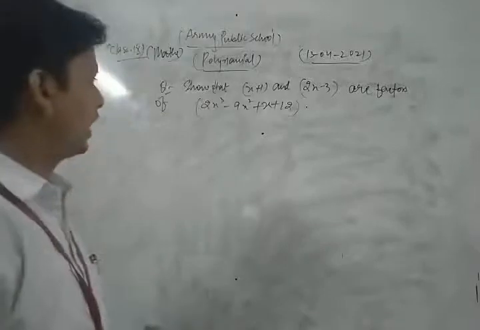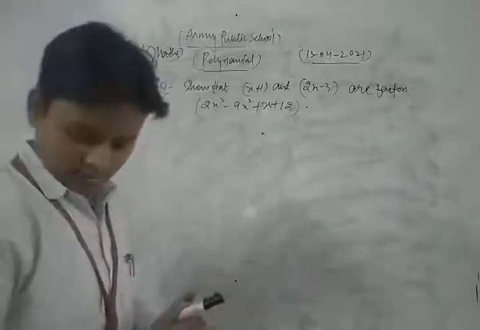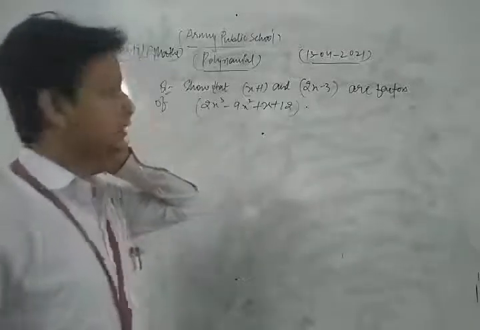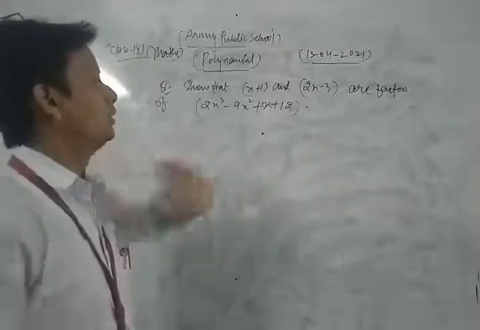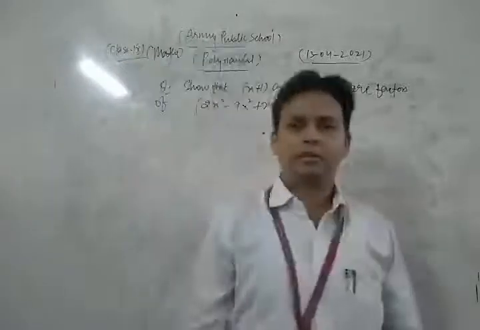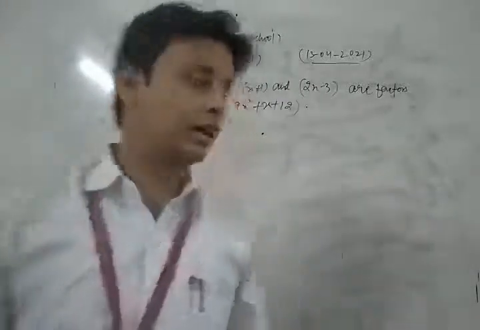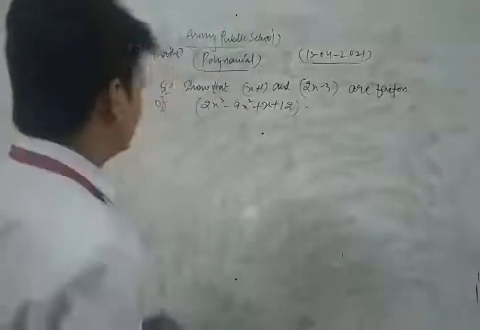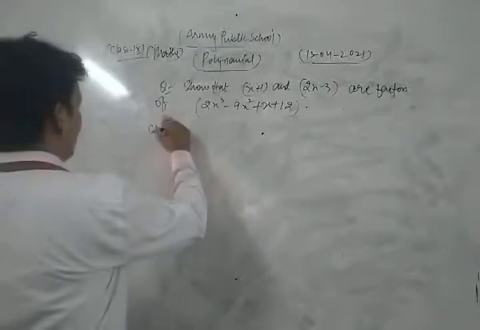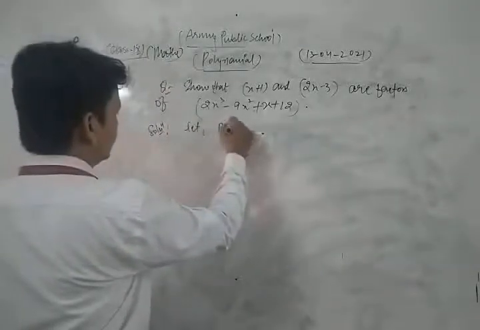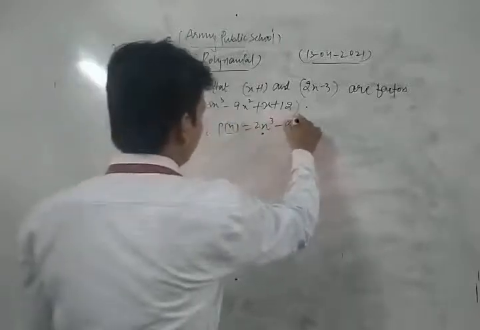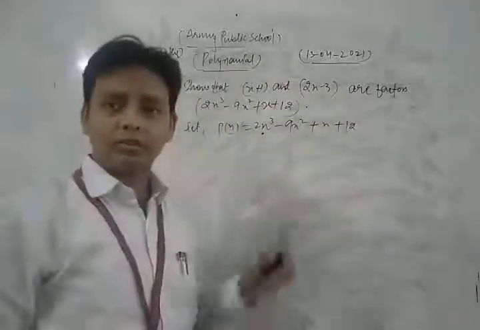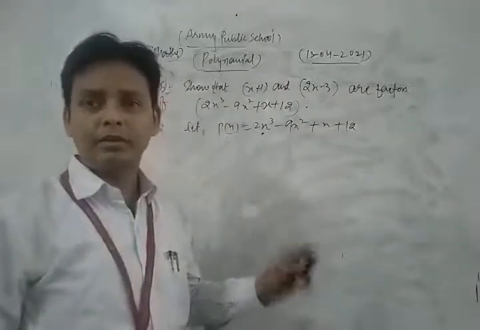Let's see once more. Here we have to show that x plus 1 and 2x minus 3 are the factors of the polynomial 2x cube minus 9x square plus x plus 12. Now let's see its solution. What is the process to solve that question? First of all, dear friends, let the given polynomial be p(x) equal to 2x cube minus 9x square plus x plus 12. Both are the factors of the given polynomial if and only if their remainder will be 0.